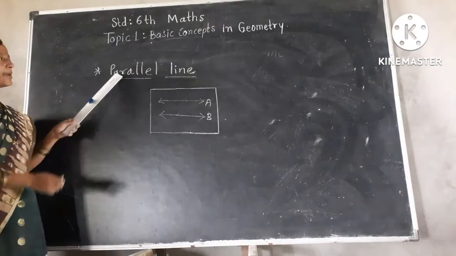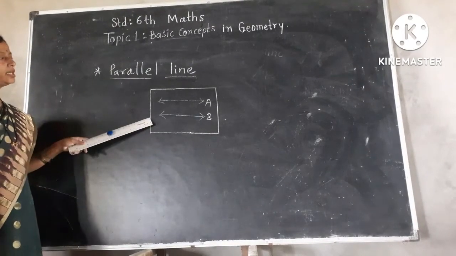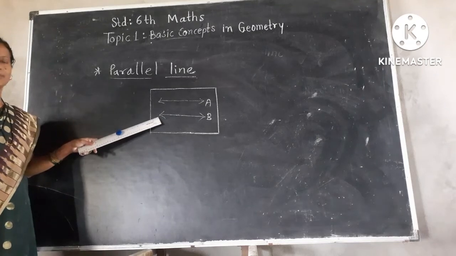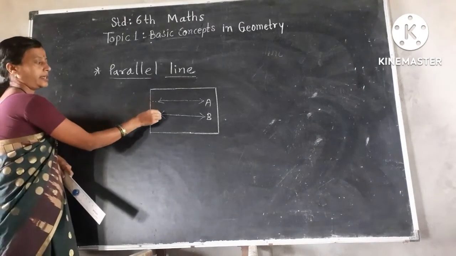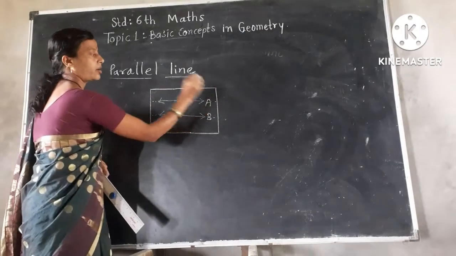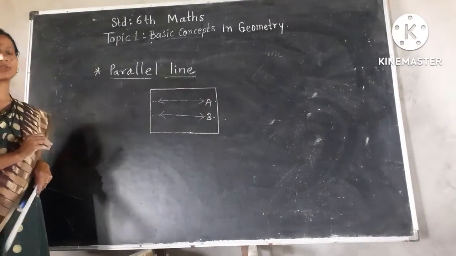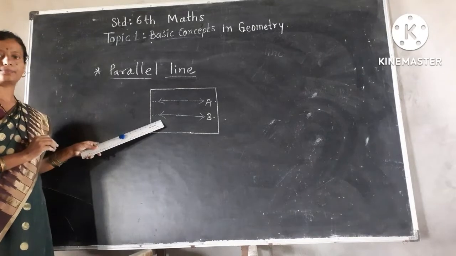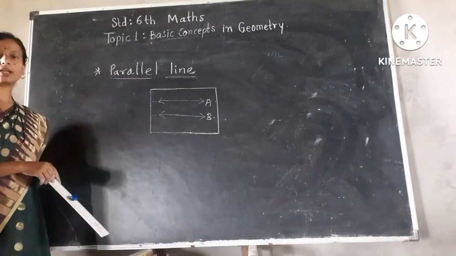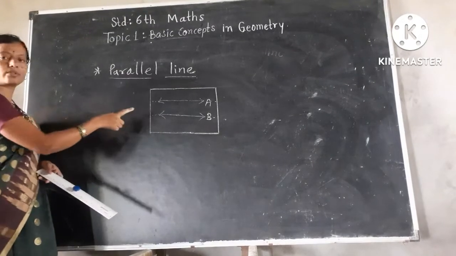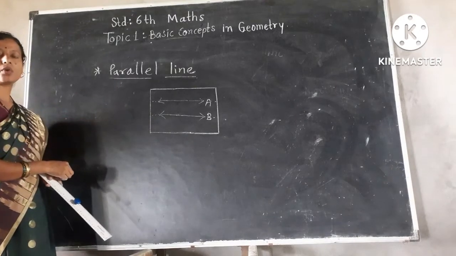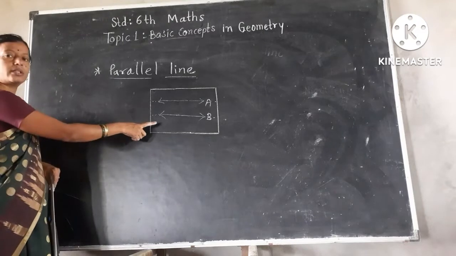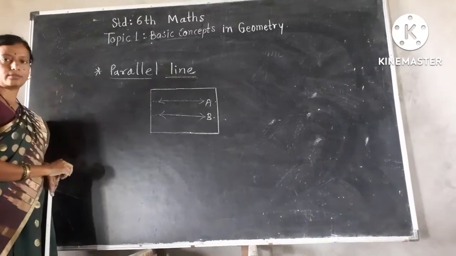Now we see parallel lines. In a plane, I can draw two lines, line A and line B. If they can be extended, they still cannot intersect each other. So they are called parallel lines. What is the definition of parallel lines? Two lines that are in the same plane but do not intersect each other are called parallel lines.